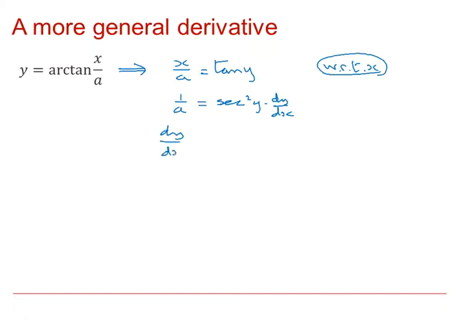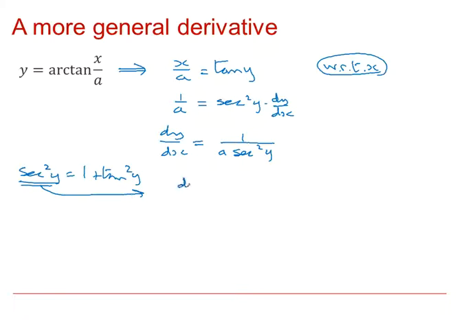So dy by dx equals 1 over a sec squared y, just rearranging. Don't rewrite this as cos squared, leave it as sec squared y. And then we're going to use the fact that sec squared y is 1 plus tan squared y, and we can use this identity to replace sec squared, so it becomes dy by dx is 1 over a times 1 plus tan squared y.